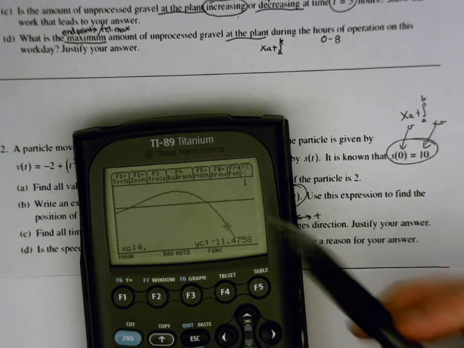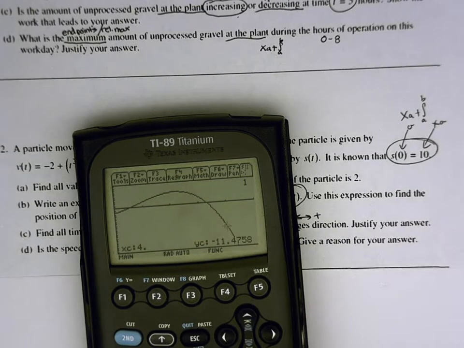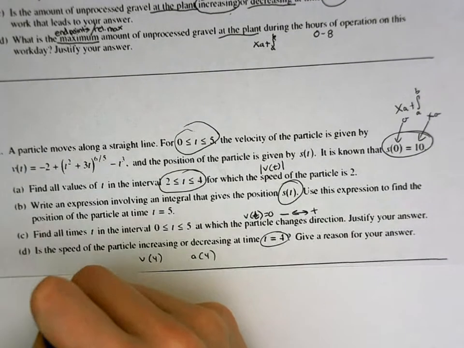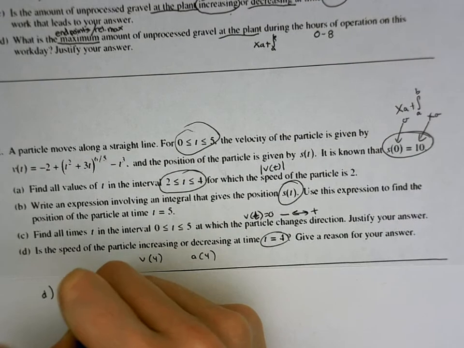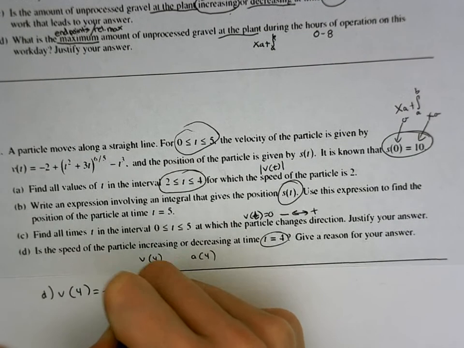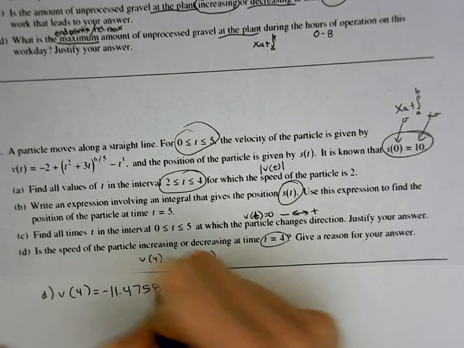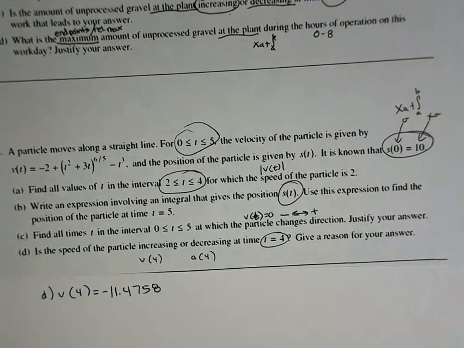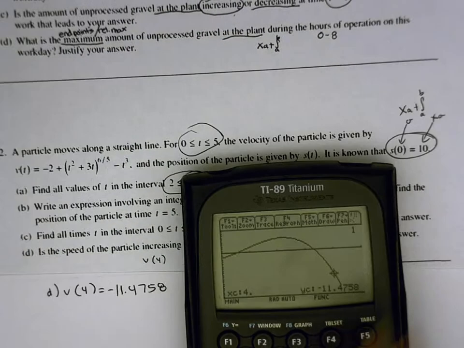Okay, so now you can see your cursor here. My velocity at 4 was negative 11.4758. And then if you're like, okay, so I got my velocity is negative, I need to see what acceleration is.